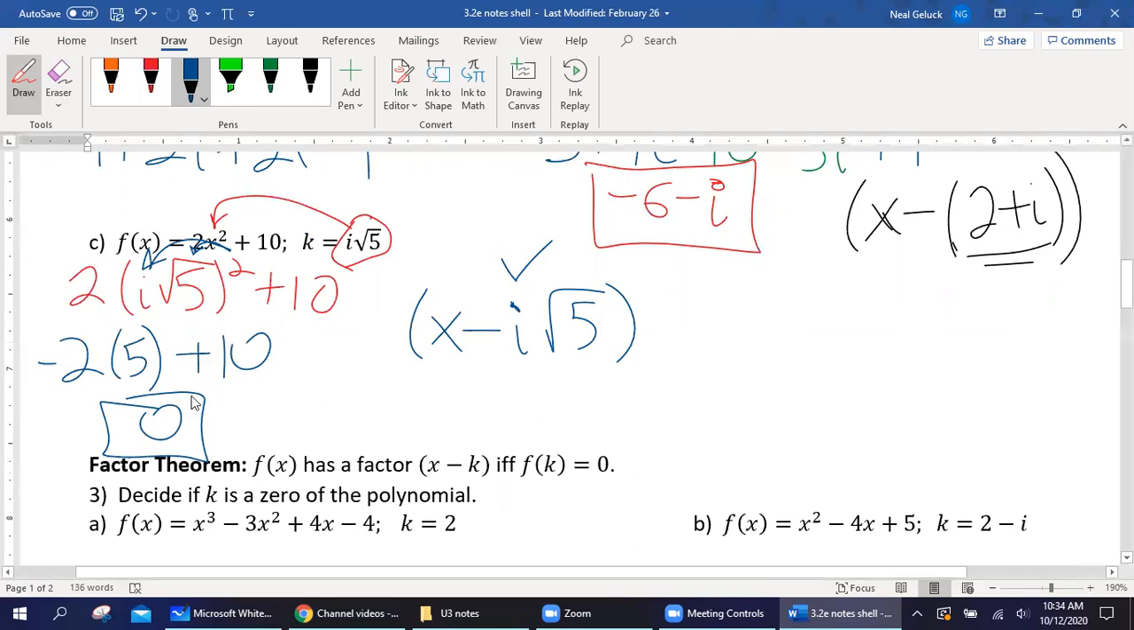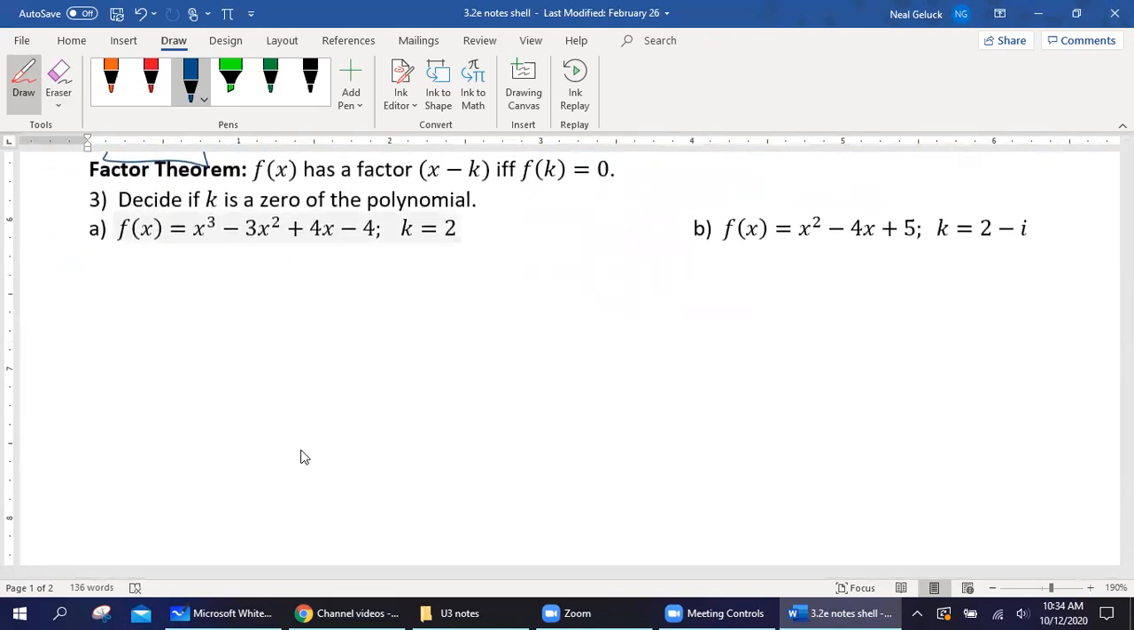So that is what the factor theorem is telling me. The remainder theorem is kind of a building block that gets me to the factor theorem. So a function has a factor x minus k. This is not misspelled. This is if and only if f of k equals 0. So basically just what we were talking about. So decide if k is a 0.